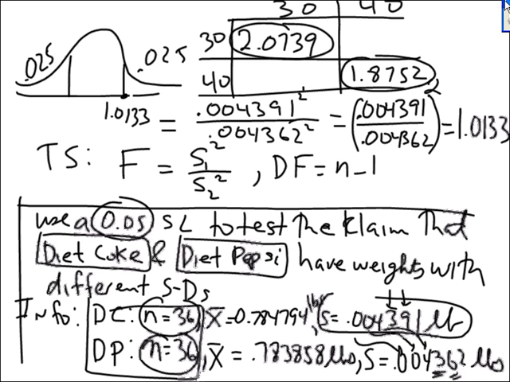How fortunate for us, because F was 1.0133, the test statistic. It turns out that 1.8 is to the right of 1.0133 and also 2.07. All numbers in between these two are to the right of 1.013. This is where we accept, and in here we reject.